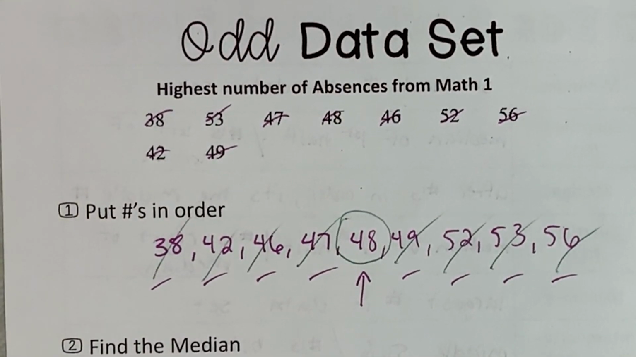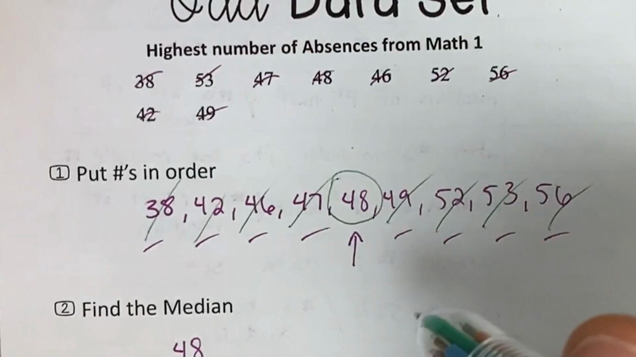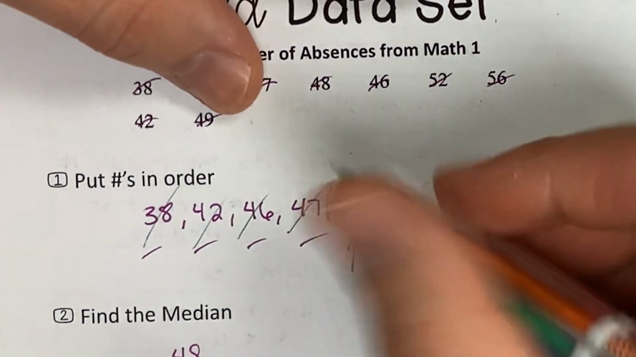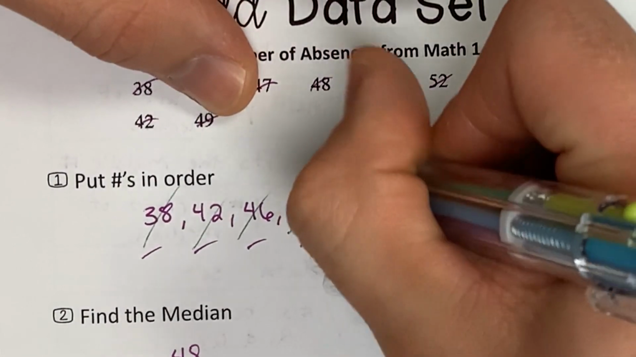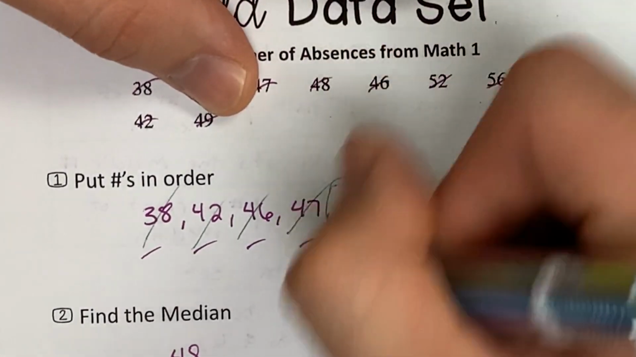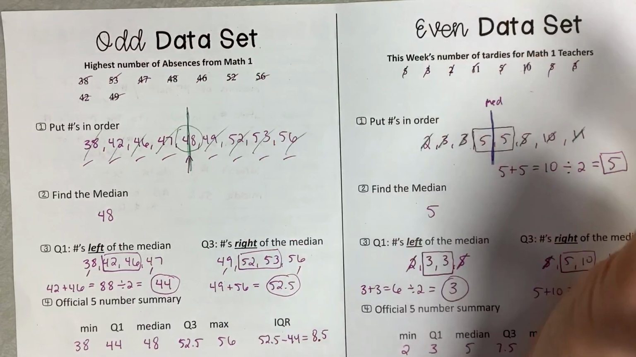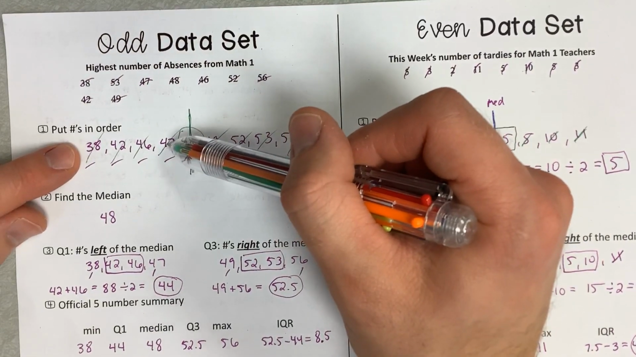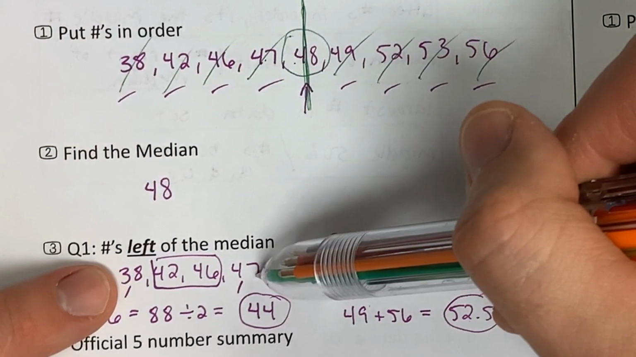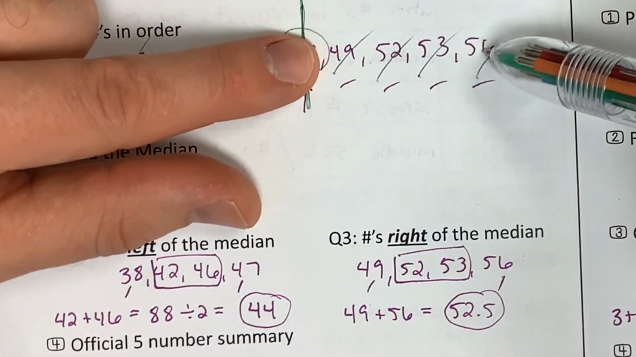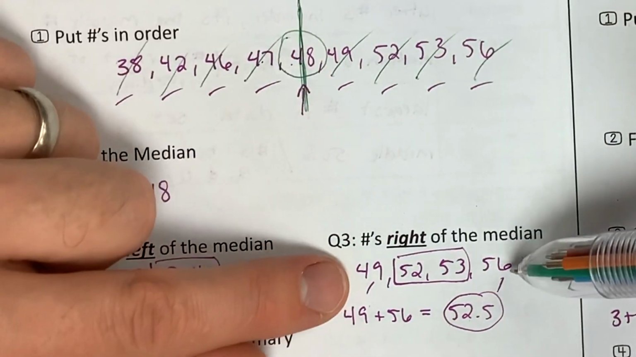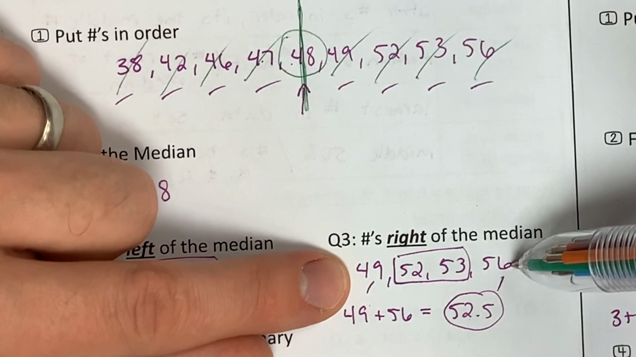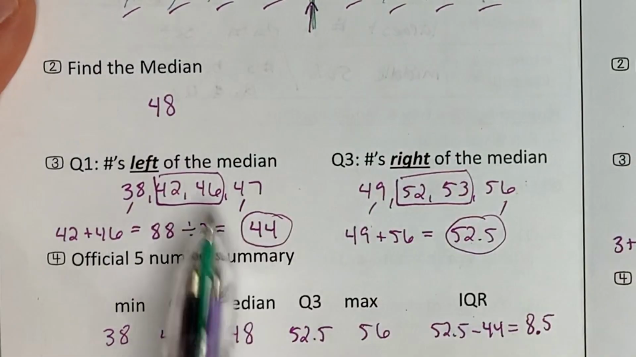Simple. Now, in this case, you may have made this mistake. It's okay. 48 was my median, so I'm not going to use it for my Q1 and Q3 because that's part of my median. That number gets taken out. And now I'm going to use what's left. To the left of the median, these 4 numbers, I wrote them out, kept them in order. To the right, 4 more. I put them down here and kept them in order.